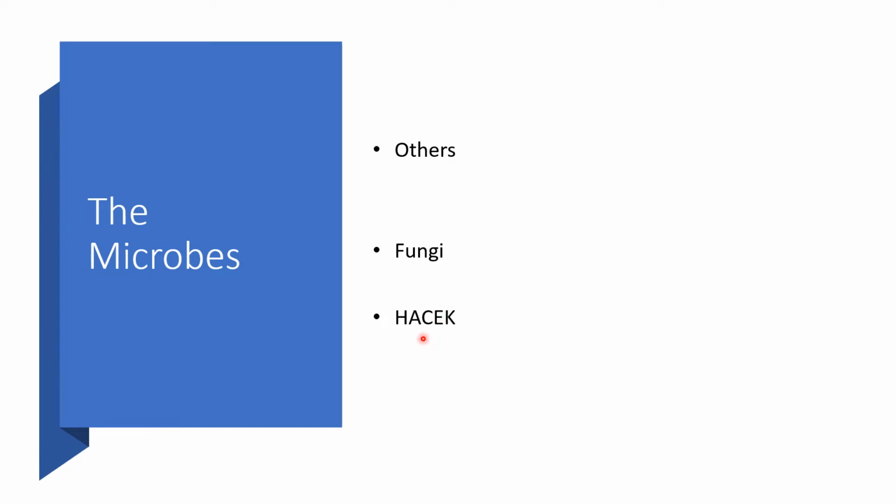And there's a group known as HACEK, which is an abbreviation. H for Haemophilus aphrophilus, A for Aggregatibacter actinomycetemcomitans, C for Cardiobacterium hominis, E for Eikenella corrodens, and K for Kingella kingae.